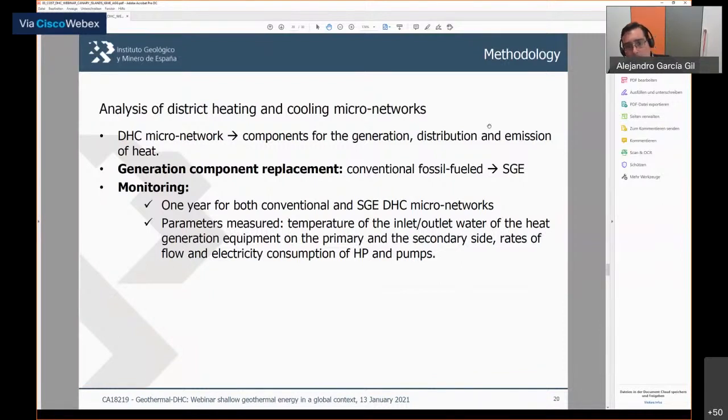Next, please. Well, to prove the possible successful implementation of solar geothermal energy in district heating and cooling micro networks in touristic islands, energy balance and economic viability assessments were performed for these nine touristic infrastructures. Each micro network was considered an energy system, equipped with various components for the generation, distribution, and emission of heat. The energy analysis was applied to the whole system with a special focus on the replacement of the generation component from conventional fossil fuel to renewable solar geothermal energy technology. The system had been fully monitored throughout 1 year for both conventional and solar geothermal energy micro networks, and the parameters measured include temperature of the inlet and outlet water of the heat generation equipment, and the primary and secondary sides of the loops of the systems.